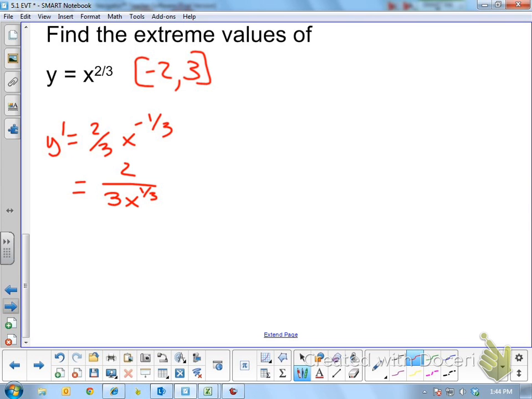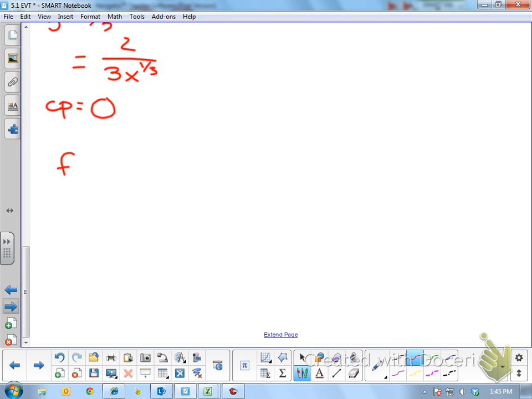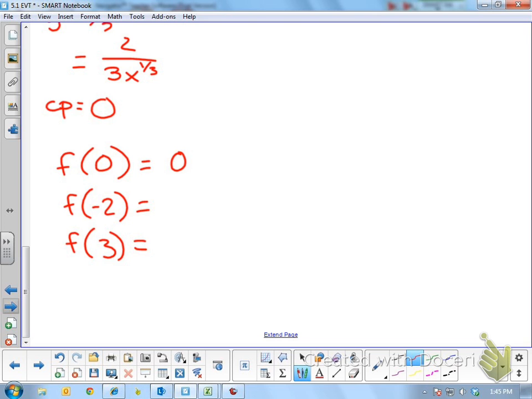So a critical point is 0. Just write it like that. And then you check your 3 values, f of 0, f of -2, f of 3. f of 0 was 0. And then the next one is -1.587. Good, use 3 decimal places.